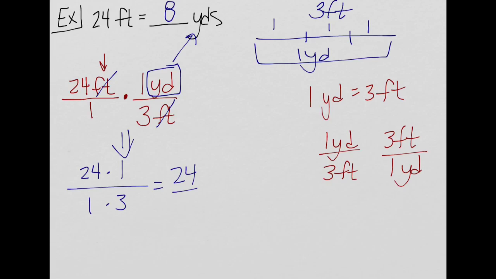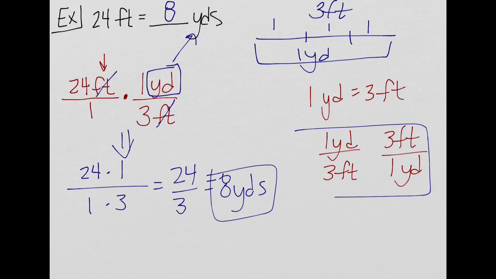This is 24 over 3, which is 8. So 8 yards. And that's what we did with common sense to begin with. All right, so it's a matter of, can you find these unit rates and write them as fractions, and then figure out where things need to go to cancel. That's the whole point, all right?